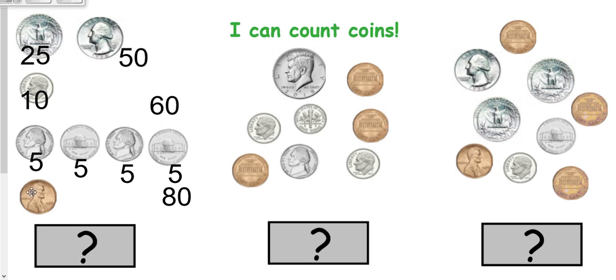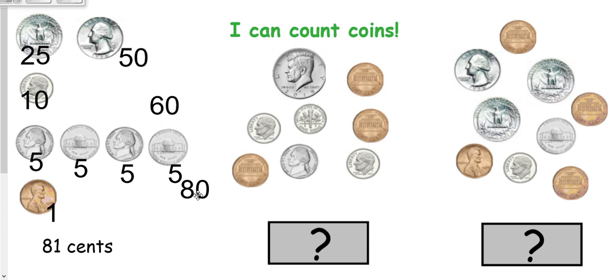Let's look at the rest of my group. I have a penny. I know a penny is worth 1 cent, so I'm now going to count by ones. Count with me. 80, 81. So in this first group of coins, there are 81 cents. Let's look at our next group of coins.